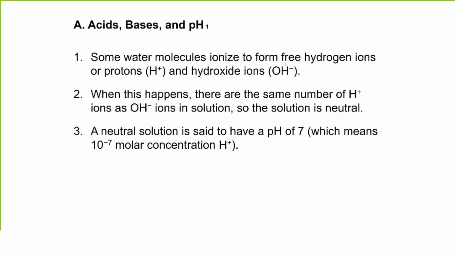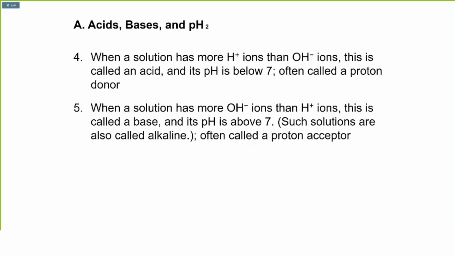When you increase protons, the pH goes lower. So just to make sure you're aware, low pH means high protons. High pH means low protons. So that's a relationship you need to be very clear on. So when a solution has more hydroxide, OH, ions than protons, then this is called a base because it's going to take up some of the protons, and you're going to see a pH that's higher than 7.